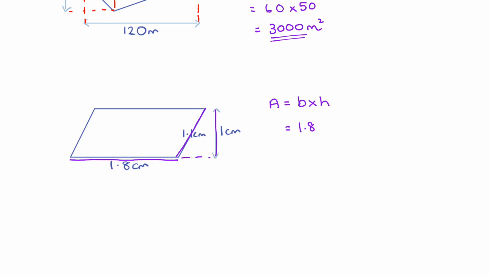Which one of those is at right angles to the base? Well, it's that one, isn't it? It's the 1 centimetre one. So it's 1.8 times 1. And remember, anything times 1 is just itself. So that's 1.8. The lengths are in centimetres, so the area is in square centimetres.